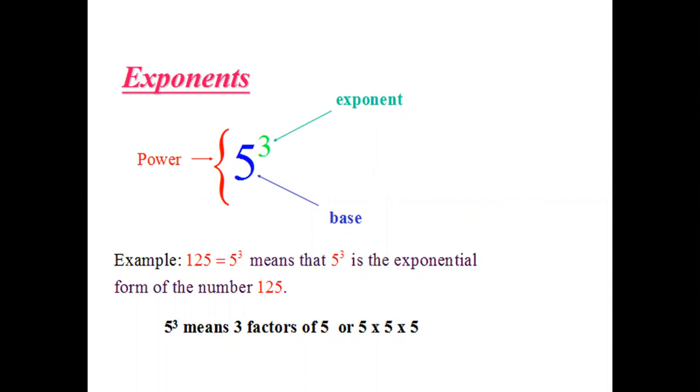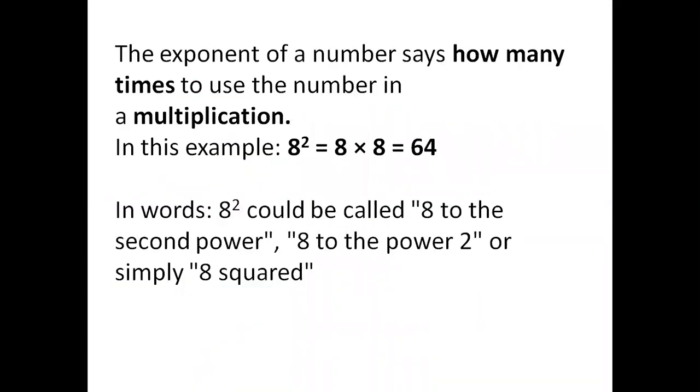Here, 5 is the base and 3 is the exponent. So 5 raised to the power 3 is an exponential form of the number 125. 5 to the power 3 means 3 factors of 5, or we can say that 5 multiplied by 5 multiplied by 5. The exponent of a number says how many times to use the number in a multiplication.